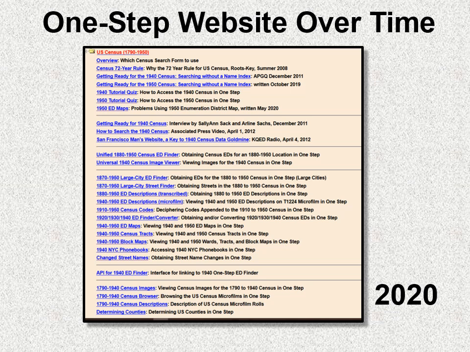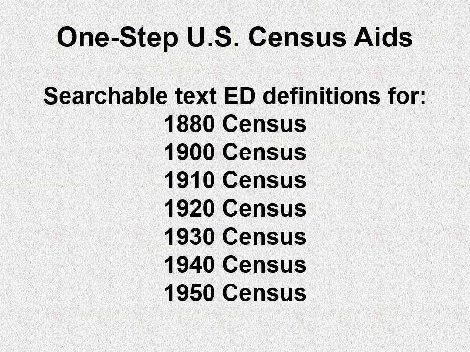And here we are in 2020, and you can see now we have the 1950 census already online, freely available. You can expect on the One Step census aids, now that we have transcribed the enumeration district definitions for all those censuses there. And though not shown there, we also have the 1870 U.S. Census for New York City, the second enumeration.